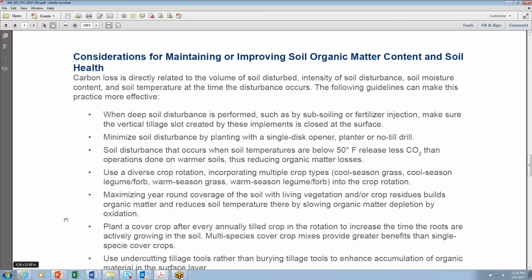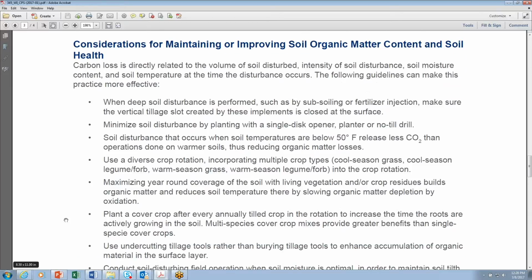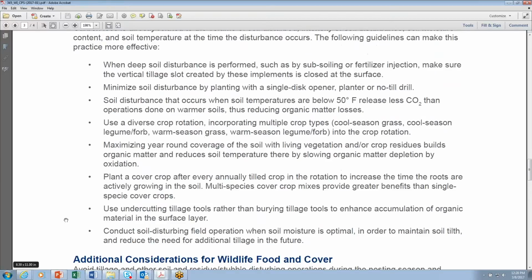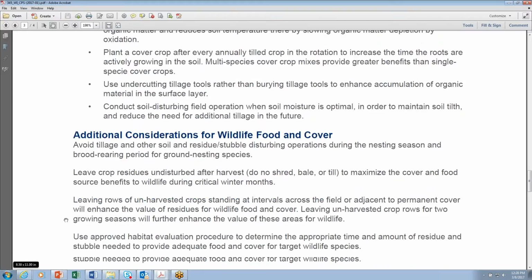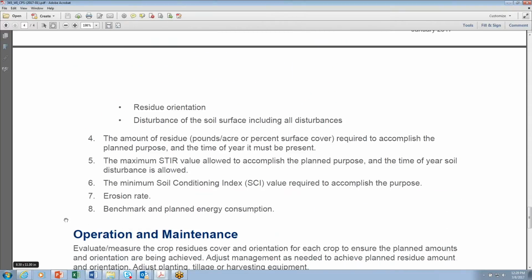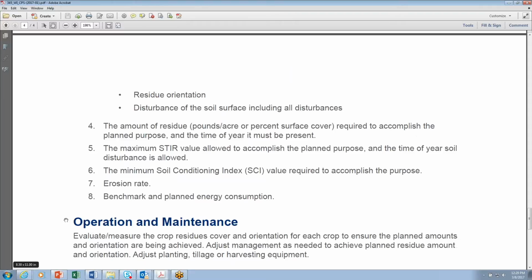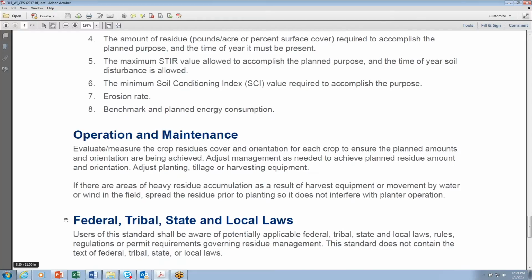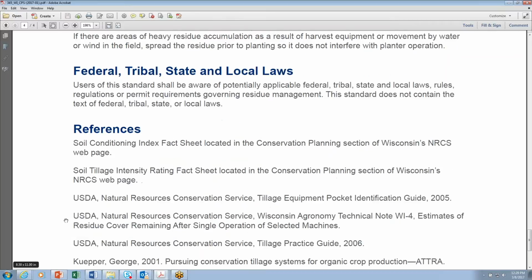Some of the other things here go without saying. We've gone over quite a few of them, but I just want to quickly go through this. We've got wildlife considerations, and then again our plans and specs tell us how to document this practice standard. So we went really fast on this practice standard, but I think they're all pretty straightforward, pretty easy to understand.